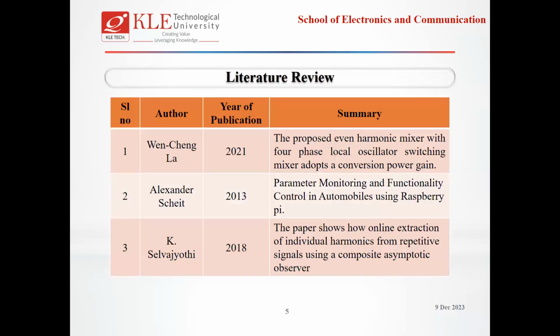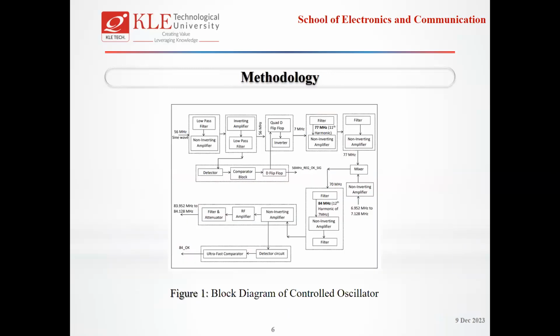So these are my review papers. I have referred to many papers, but from these we learned the most. From the first paper, we learned about the harmonic mixer and how to use it in our system. From the second paper, we learned the functionality of controls. And from the third paper, we learned about more harmonics. That is why we extracted the 11th and 12th harmonic, which we felt was the best for this project.